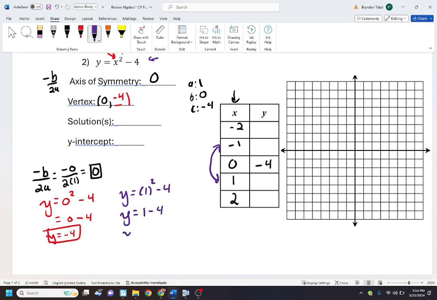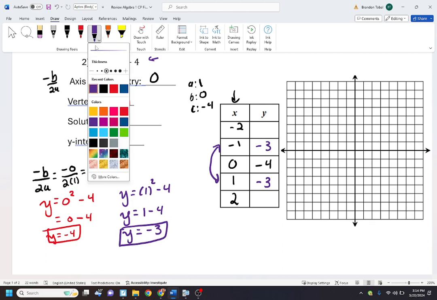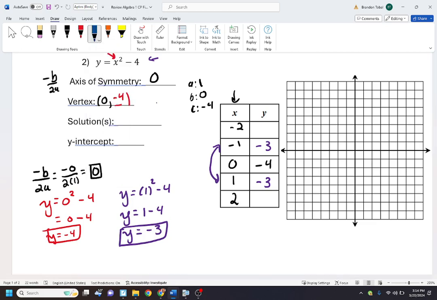Wait, I forgot what you do. You plug it in. Just like you did with the 0 in the beginning, you're doing the same thing. Which one are you plugging in? Either 1 or negative 1 for the first set. I get negative 3 and negative 3, because it's 1 minus 4.